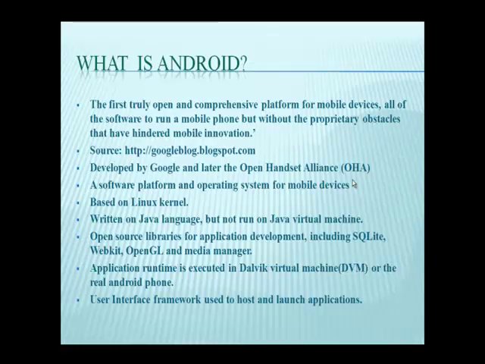What is Android? The first truly open and comprehensive platform for mobile devices. All of the software to run a mobile phone but without the proprietary obstacles that have hindered mobile innovation. Source: googleblog.blogspot.com. Developed by Google and later the Open Handset Alliance, a software platform and operating system for mobile devices.